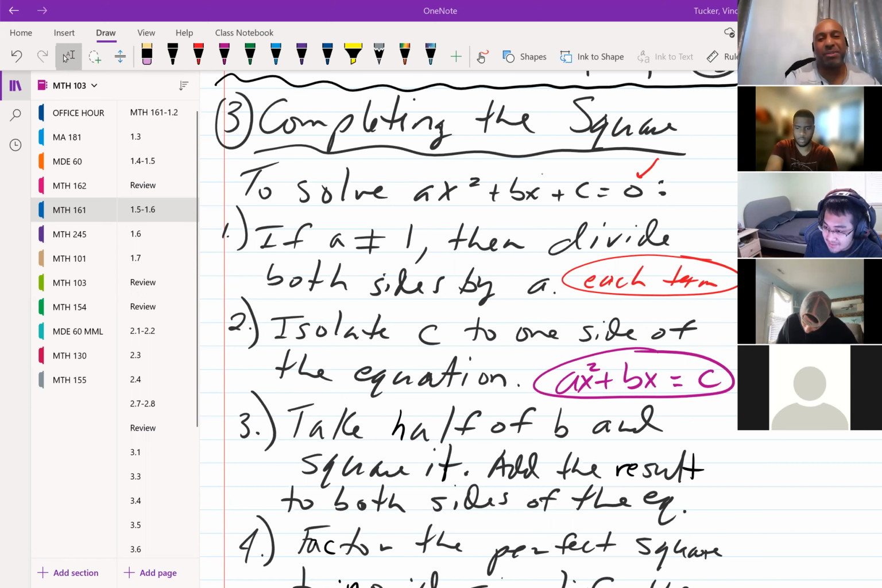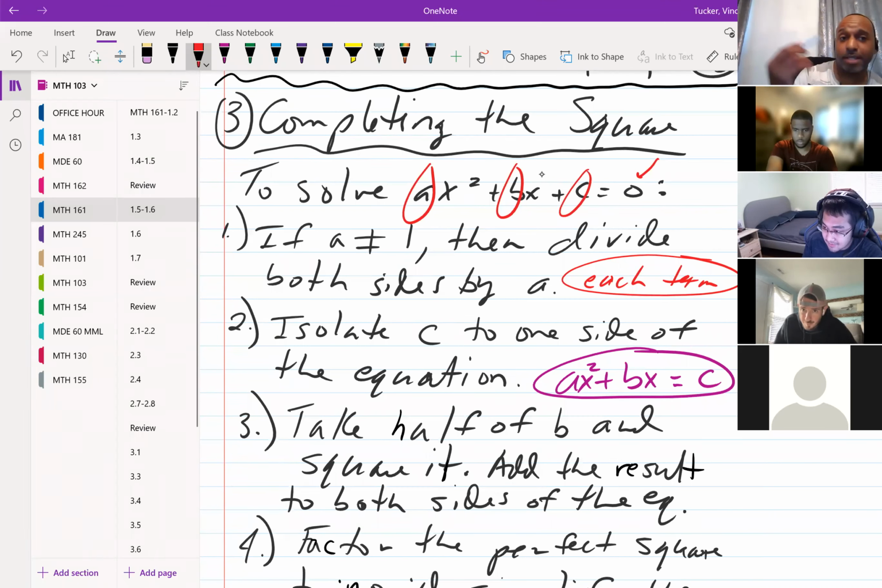If a is not equal to 1, then we're going to divide both sides by a. So notice when we're referencing a, we're talking about what's attached to x squared. When we're referencing b, the number that's in front of x. And then c is our constant. That's the number that's not attached to x at all. So whenever you see a, b, or c, that's what we're referencing.